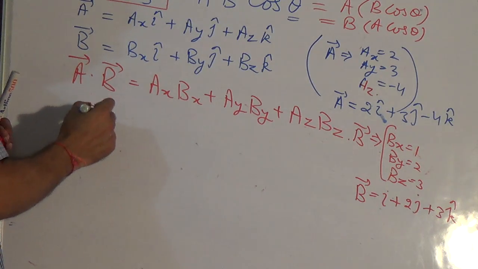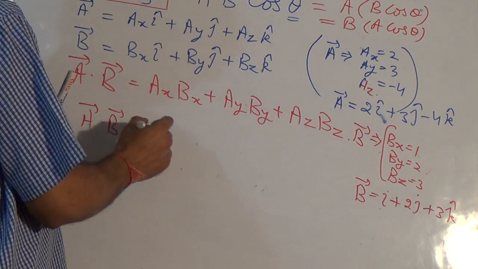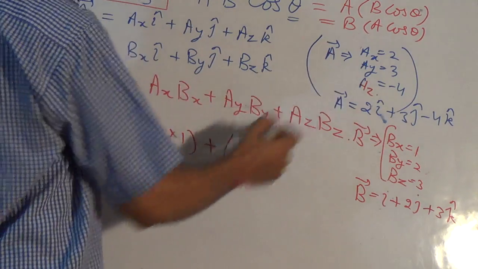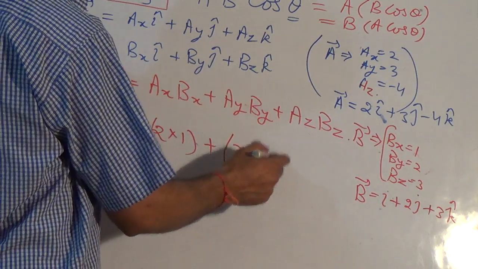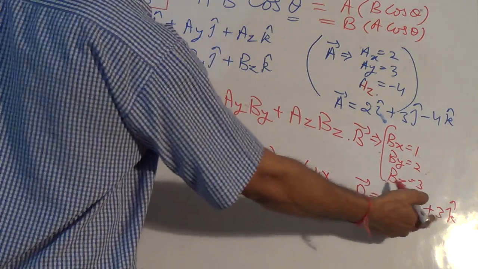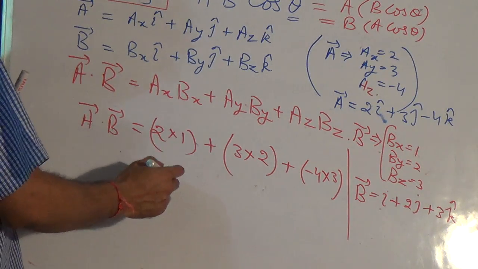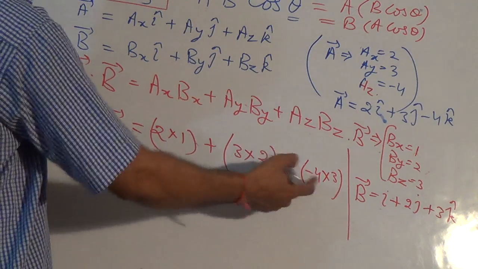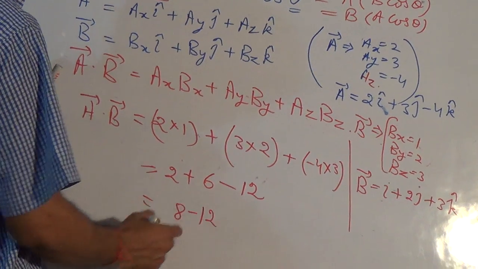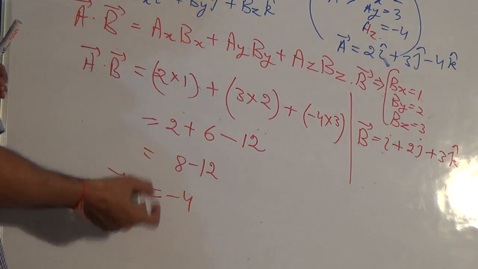So vector a dot vector b is equal to ax is equal to 2, bx is equal to 1, plus ay is equal to 3, by is equal to 2, plus az is equal to minus 4, and bz is equal to 3. So the result will be 2 plus 6 minus 12. So this is 8 minus 12. Result is minus 4. So a dot b is equal to minus 4.